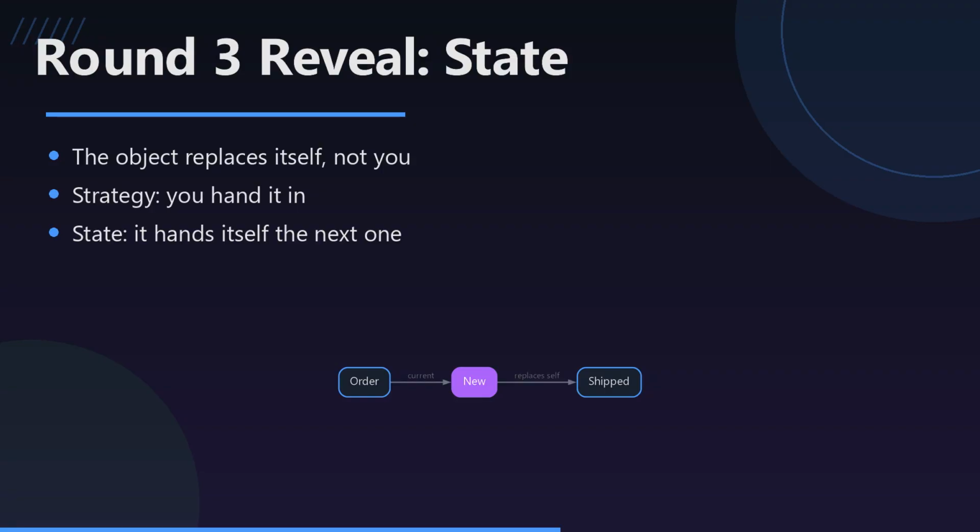In round 1, the caller decided which strategy object to plug in. Here, the order never gets handed a new status from outside. The current status object decides its own successor and swaps itself out. Same shape, opposite direction of control, and that's the whole ball game. I'll be honest, I mixed these two up for months early on, because on the page they look almost identical. The fix that finally stuck: ask who picks the replacement, the caller, or the object itself.